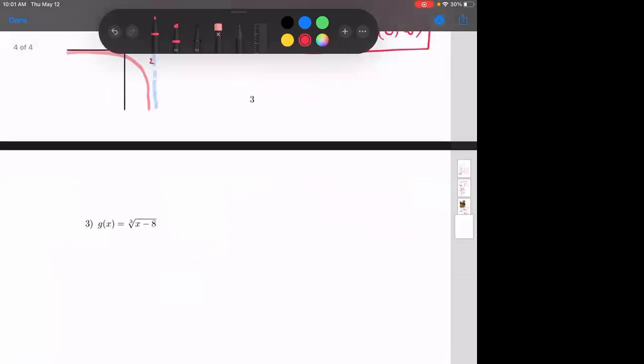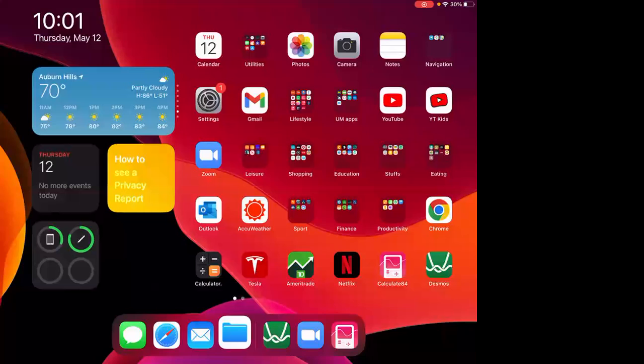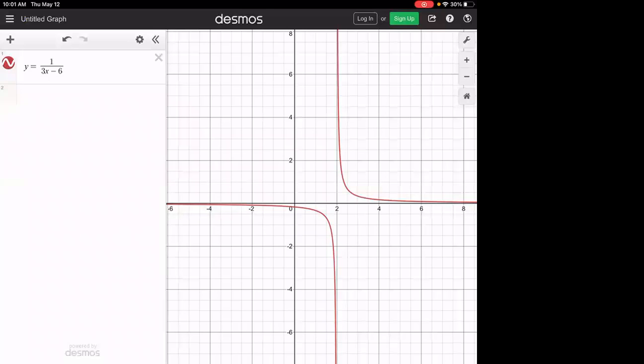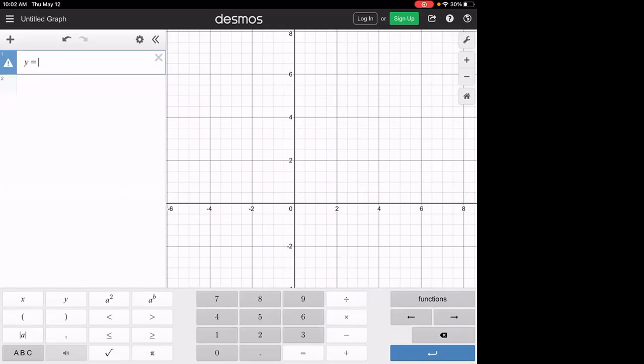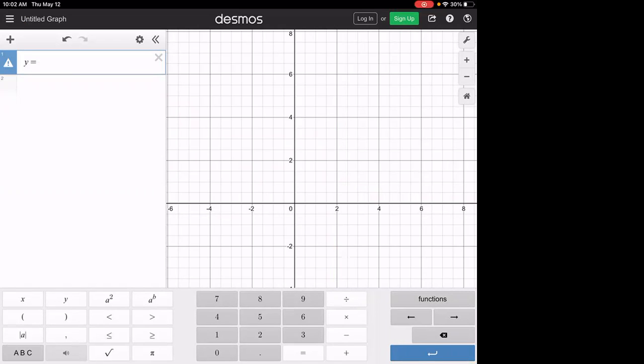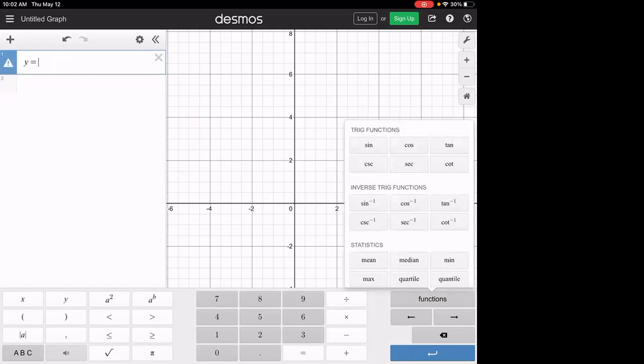You guys tried the last one. I'm gonna graph it for you. So let me see. Cube root of x minus 8. What was it? I forget things instantly. It just froze on me. Y equals cube root. Where do I go for cube root? I see square root. Is it 3? No. Oh, function. Here we go.